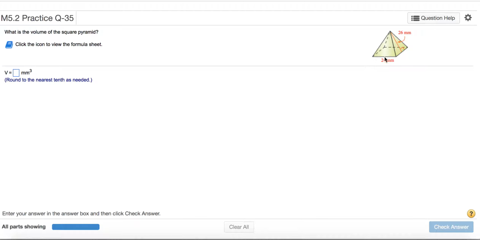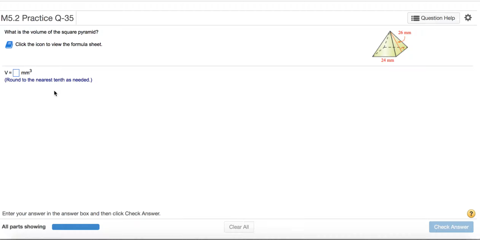Volume of this square pyramid. It's called the square pyramid because the base of it is a square. They give us a few pieces of information. The slant height, that's from the top down to the middle to form a right angle, is 26 millimeters, and one side of the base is 24 millimeters.